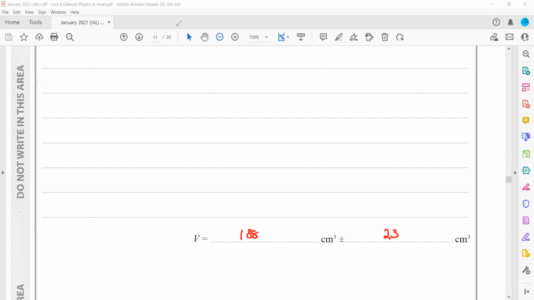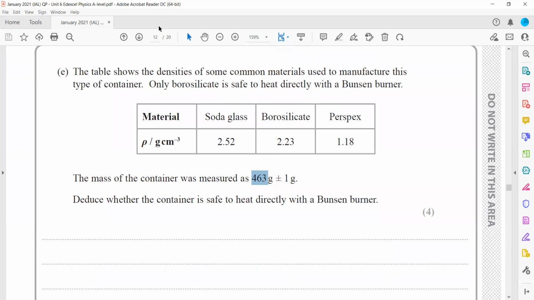Now what we have to do is find the density first. Density is mass present in a unit volume. The mass is 463 and the volume that we calculated is 188. So mass divided by volume, we will get the density of this sample. And then using the percentage uncertainty, you will determine how much increase or decrease there is, like what could be the possible maximum answer and minimum answer. So 2.46 gram per centimeter cube.